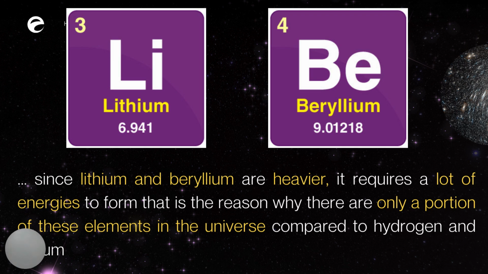Okay. So, since lithium and beryllium are heavier, di ba upat man ni kabuok light element: hydrogen, helium, lithium, and beryllium. So, since lithium and beryllium are heavier, it requires a lot of energies to form. That is the reason why there are only a portion of these elements in the universe compared to hydrogen and helium. So, si hydrogen and helium, daghan kaayo sila sa universe. Pero si lithium ug si beryllium, gamay ra kaayo sa universe. Kay mga bug-at man sila, ug mga bug-at gani nga elements, nag-need siya og daghan nga energy. Okay? Mao nang gamay ra ang lithium beryllium sa universe.